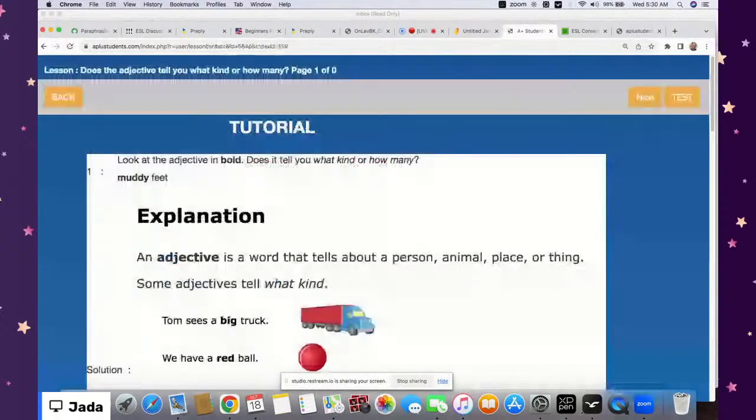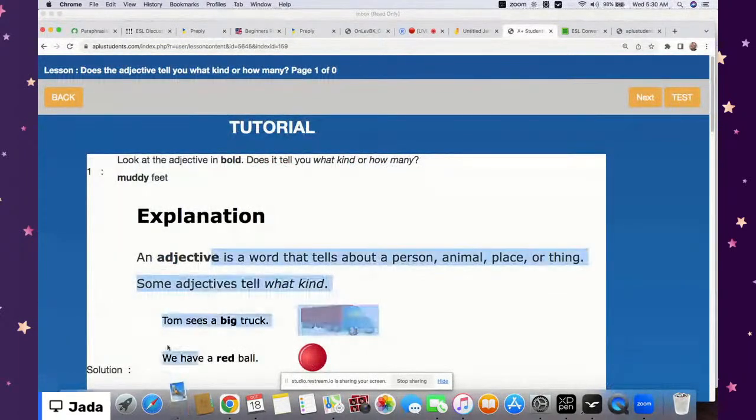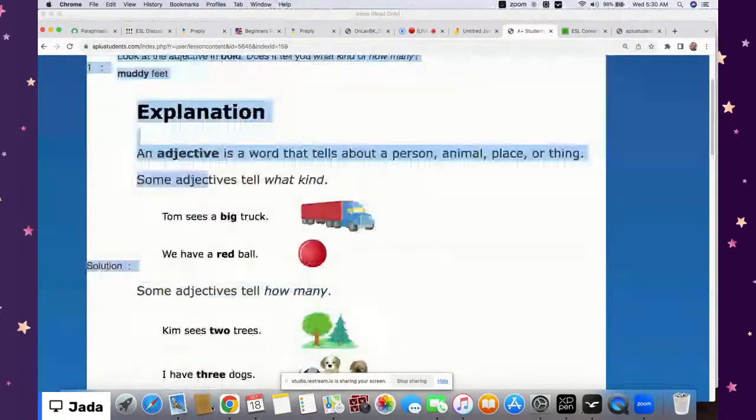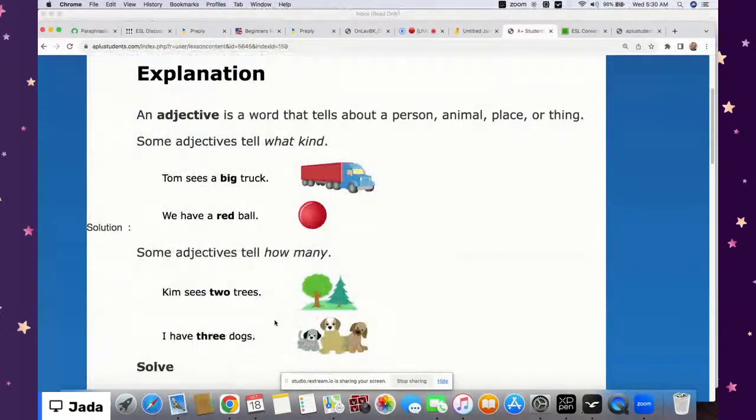So the first one we did was telling us what kind. Like, what kind do you see? I see a red truck. What kind of ball do you see? I see a red ball. And then the second one we did was telling us how many, right? How many cars do you see? How many trees do you see? How many dogs do you see? Like I said, an adjective is a word that tells about a person, animal, place, or thing.